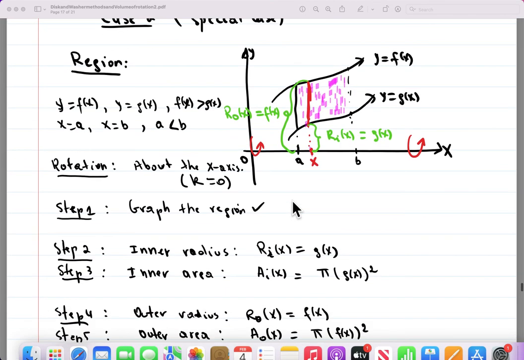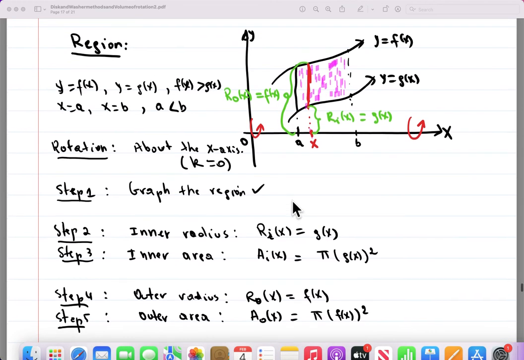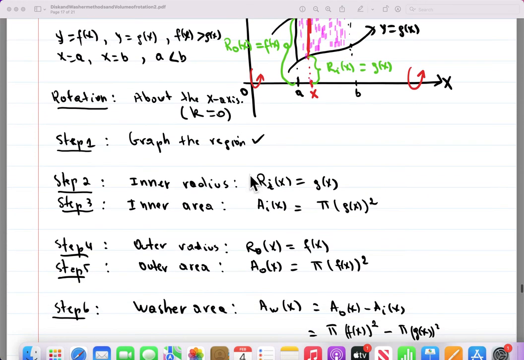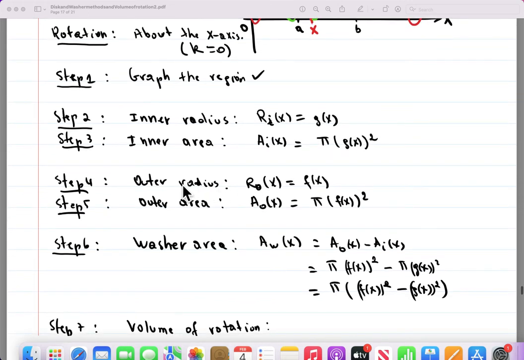Okay, so now that we got that, we did step 1, we graphed, and then we go to step 2, inner radius. We copy this down, which is g of x, and then we go to inner area. So inner area is basically pi times g of x squared, and then we go to outer radius, which is r sub o of x equals f of x.